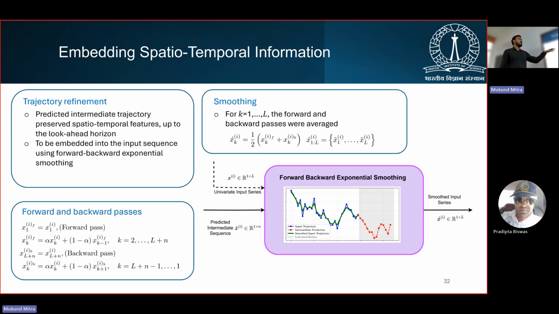And we use forward backward exponential smoothing to embed this spatiotemporal data to the input. So here we can see that the blue color is the input trajectory, the original input trajectory, and the red color is the predicted intermediate trajectory through BIP and ensemble Kalman filter in the basis space. And the green color is the smoothed trajectory. And then we send this smoothed trajectory to the transformer encoder.